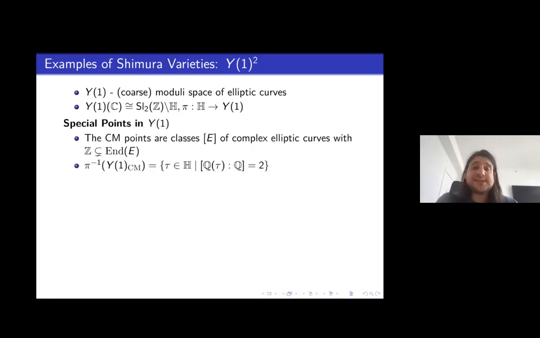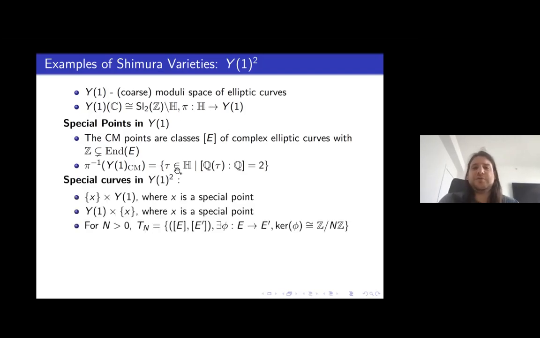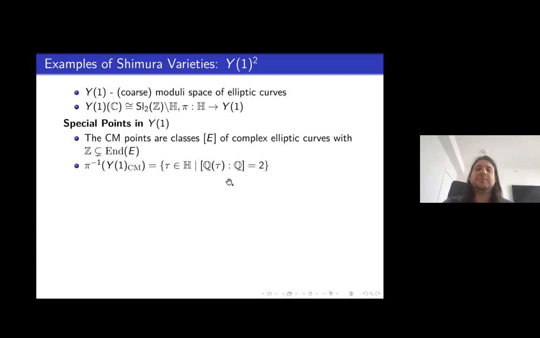What are the special points? Well, from the perspective of moduli theory, it's just those elliptic curves with extra endomorphisms, hence the term complex multiplication. And from the perspective of uniformization, you also have a nice description. It's just those points in the upper half plane whose degree over Q is 2, so the quadratic irrationals, basically. So a very simple description from both points of view. Of course, they're easier to describe in coordinates over here. Once you look at their j-invariants, you get much more complicated algebraic numbers that are much less explicit.